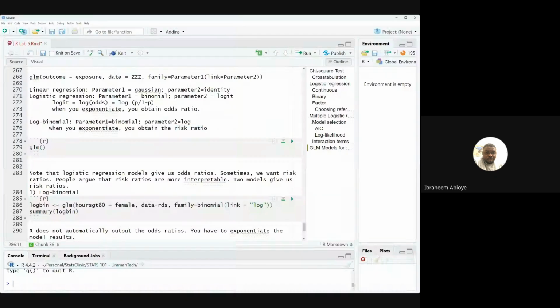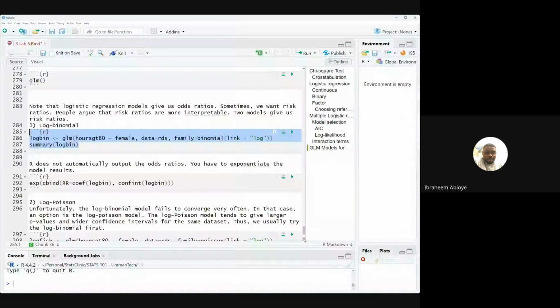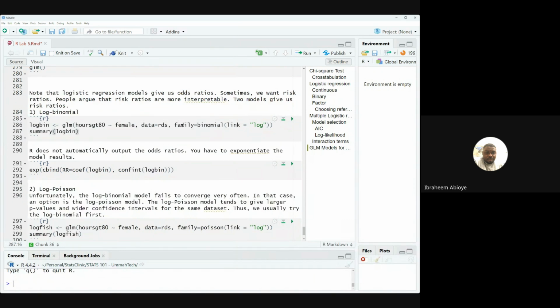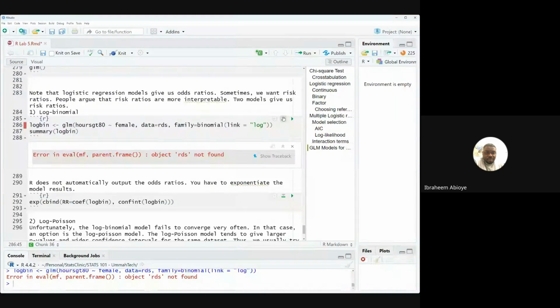So this is an example: RDS greater than 80, which is a 0-1 variable. We've seen that before. And the exposure of interest is female. Now, we could use this in logistic regression, but we can also do log binomial regression. And so this is the code that we would use for that. If you run this code, the family is binomial, the link is log.